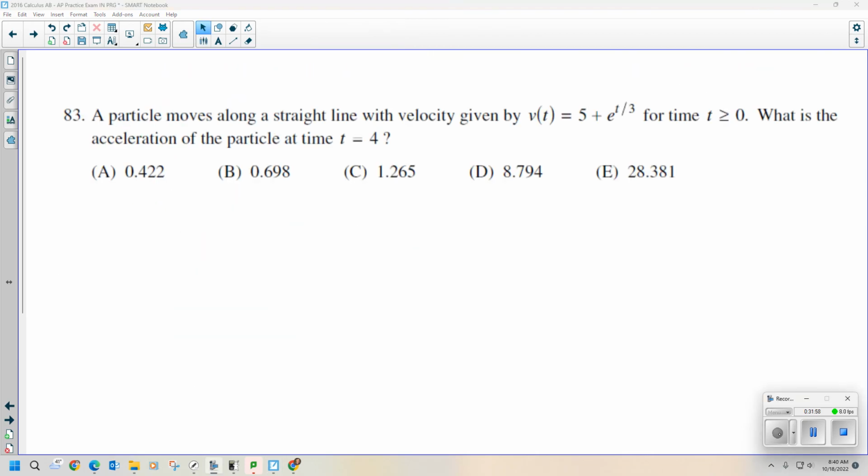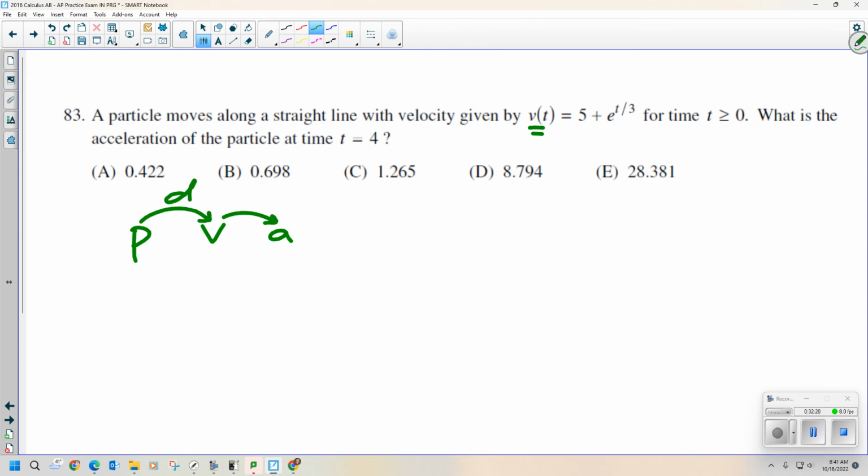83. A particle moves along a straight line with a velocity of 5 plus e raised to the t divided by 3 for the time where t is greater than or equal to 0. What is the acceleration of the particle at time t? Glory be, a calculator problem. If I have position, velocity, acceleration, it's one derivative away. I have velocity, I want acceleration, I take the derivative.